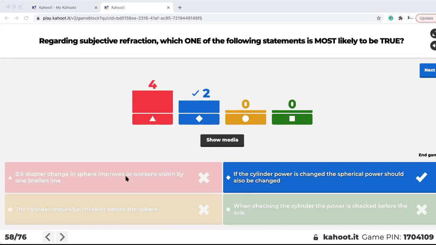So I guess that this is the explanation for why A is not right and B is totally correct, because this should be considered. If the cylindrical power is changed, the spherical power should also be changed, otherwise your refraction will not be correct. The cylinder power should be checked before the sphere? No, spherical verification, or sphere adjustment, should be done before the cylinder. And when we are checking the cylinder, then the axis is before the power. Remember, A comes before P in the alphabet. So axis is before the power.